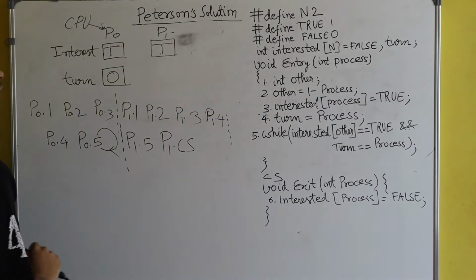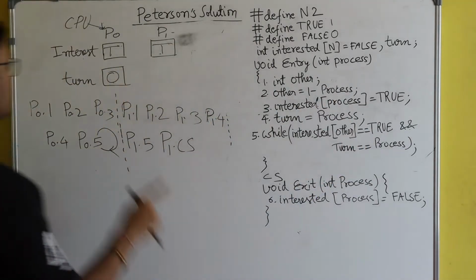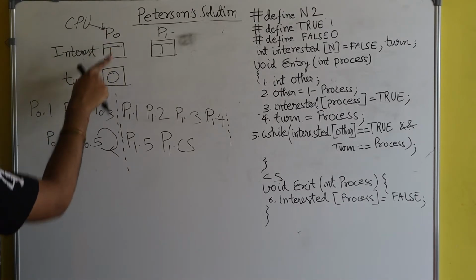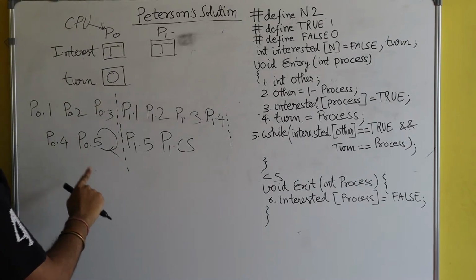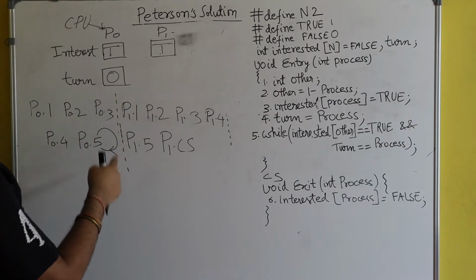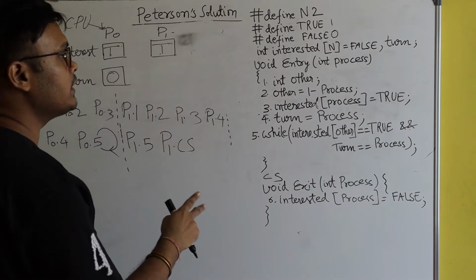Obviously, it's a correct statement. And turn is equal to process. And you see turn is equal to process. So this condition is true. So while loop will not be broken for P0. So now P0 couldn't get the entry inside the critical section.